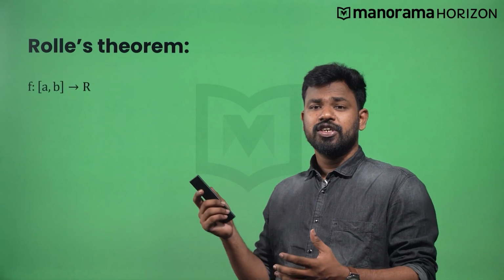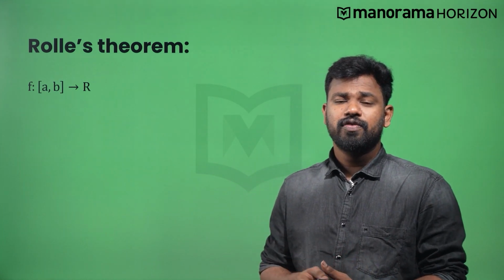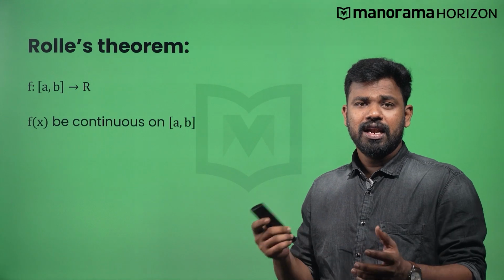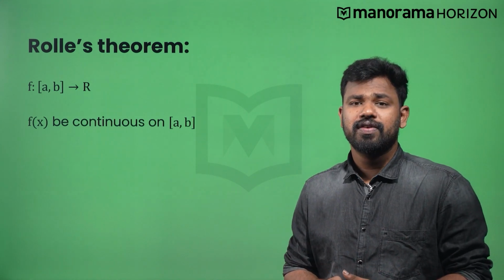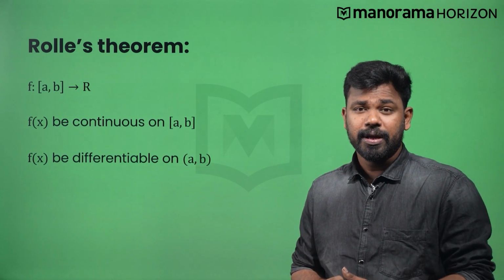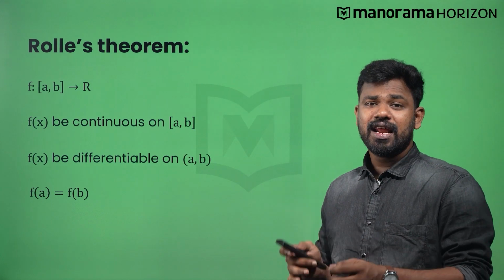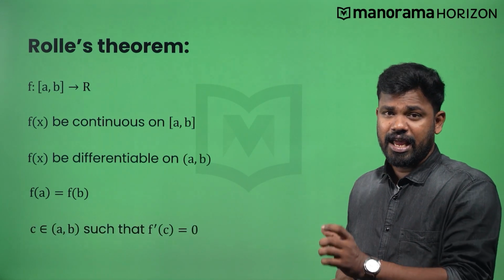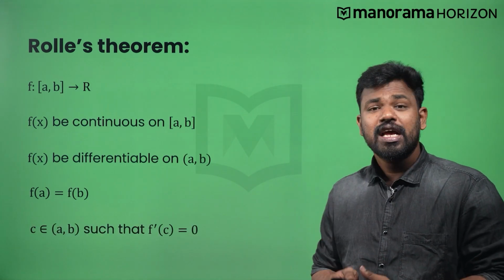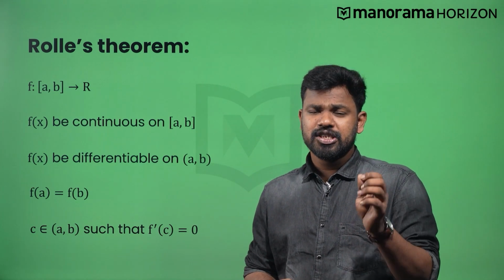Let f be the function mapping from the closed interval [a, b] to the set of real numbers R, and let f be continuous in the closed interval [a, b] and differentiable on the open interval (a, b), such that if f of a is equal to f of b, then there exists some c in (a, b) such that f dash c is equal to 0. Let us analyze this theorem through a graph.